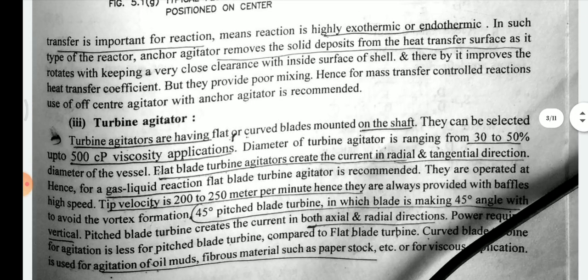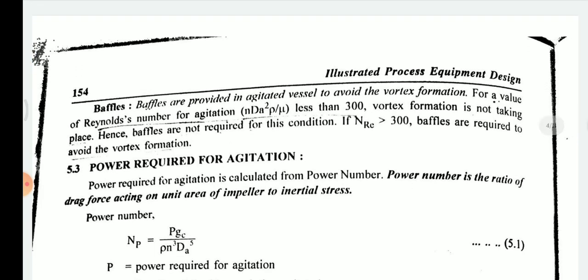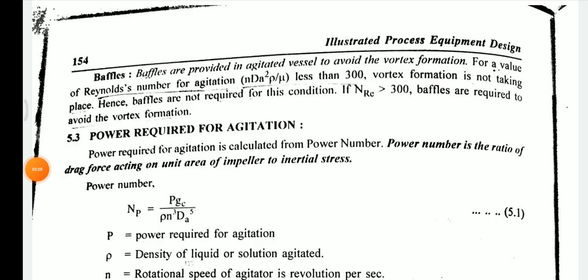Then we discussed the turbine agitator, and last we discussed the baffles. So what role do baffles play in the agitated vessel? Baffles play an important role in the agitated vessel. Their main purpose is to remove or avoid vortex formation.